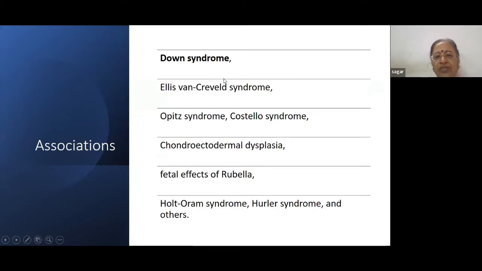There are several associations with all these congenital heart diseases, starting from Down syndrome, Ellis-van Creveld syndrome, Opitz syndrome, chondroectodermal dysplasia, and then the effects of rubella.